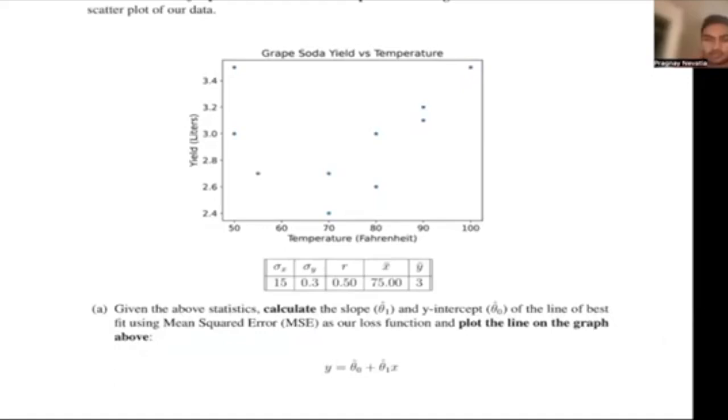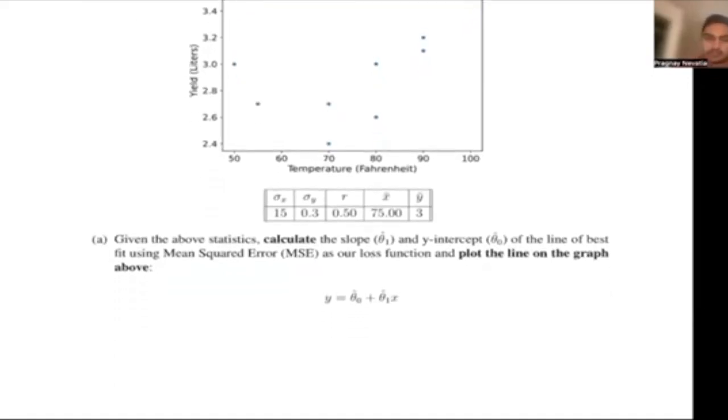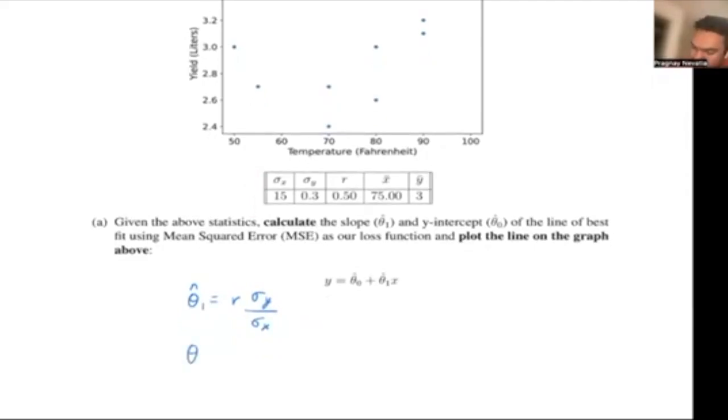If you went through the slides in lecture, you might have noticed that to calculate these parameters, for simple linear regression, there's a set formula that you can use. To calculate the slope, which is theta 1, you can just use r times sigma y over sigma x. And all this information is given to you in this table over here. And for theta 0, it's y bar minus theta 1 hat x bar. So let me briefly talk about what each of these terms are, and then we can go forward.